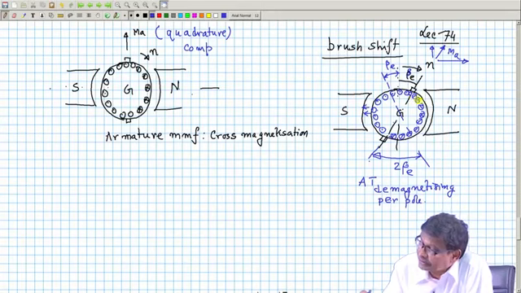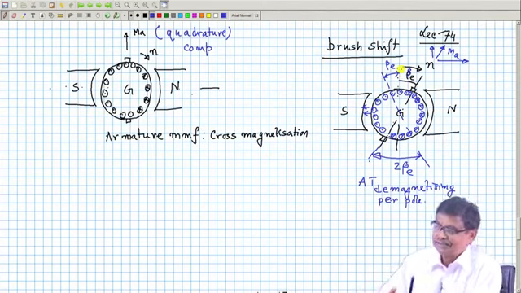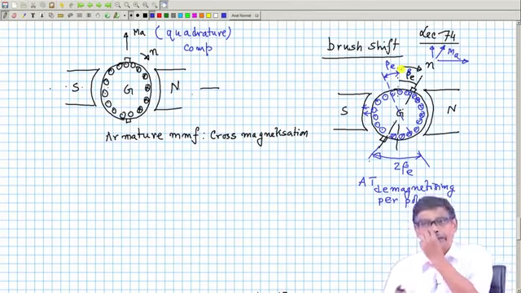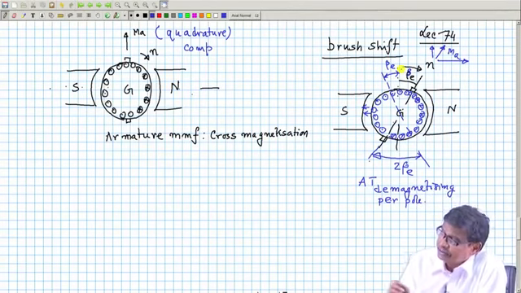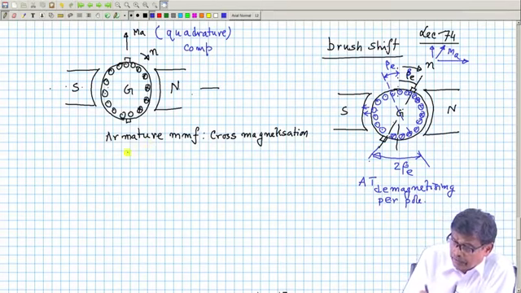Similarly, this conductor cross and this conductor dot will give you the quadrature axis like this. This is how the computation is to be carried out. Now, the calculations are pretty simple. Z is the total number of conductors.